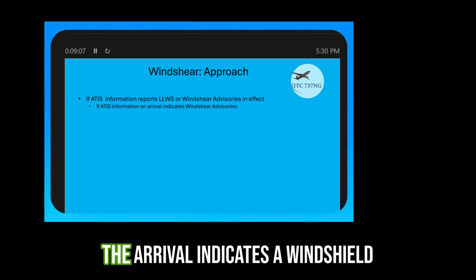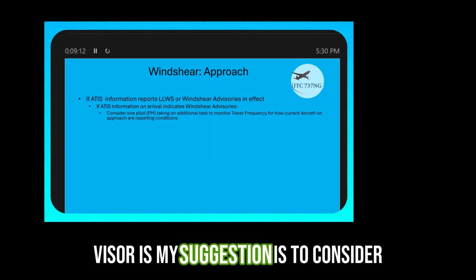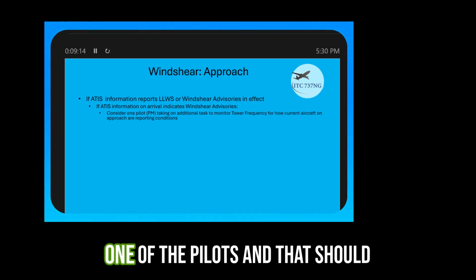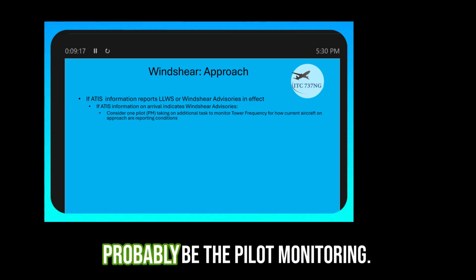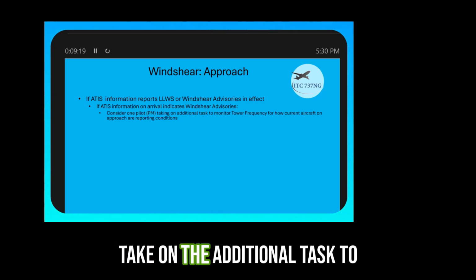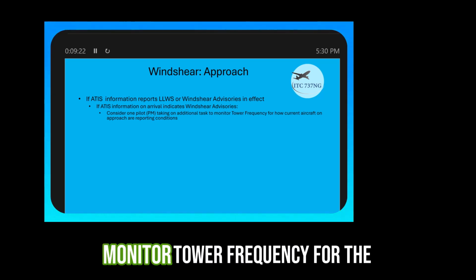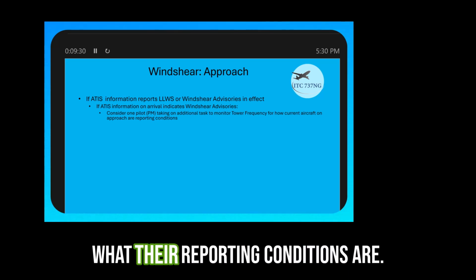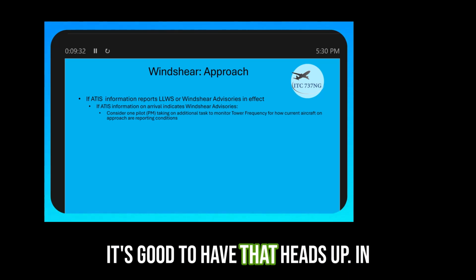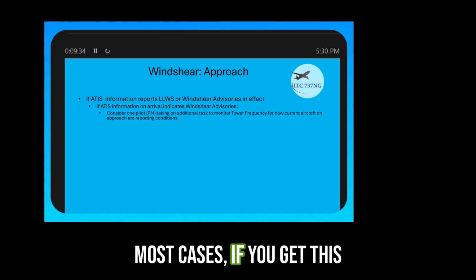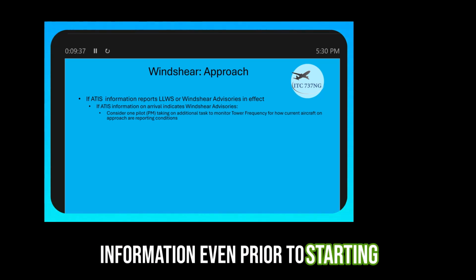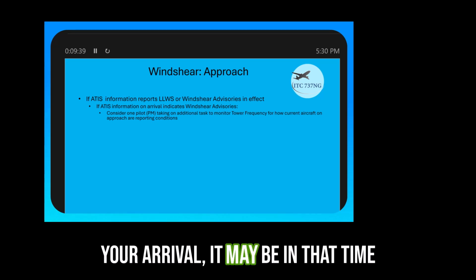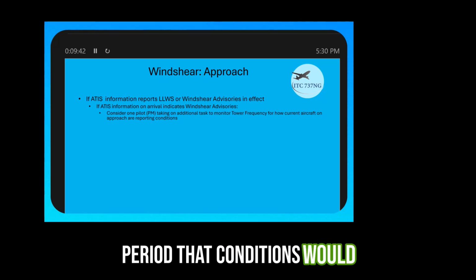If the ATIS information on the arrival indicates Windshear advisories, my suggestion is to consider one of the pilots, and that should probably be the pilot monitoring, take on the additional task to monitor tower frequency for the current aircraft approaches and what they're reporting the conditions are. It's good to have that heads up. In most cases, if you get this information even prior to starting your arrival, it may be in that time period the conditions would change.